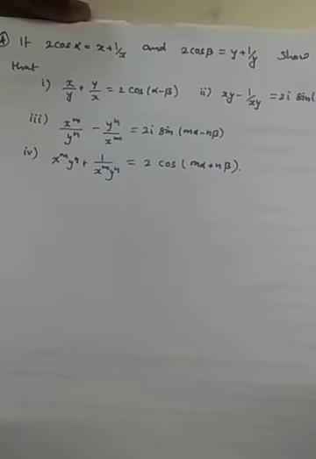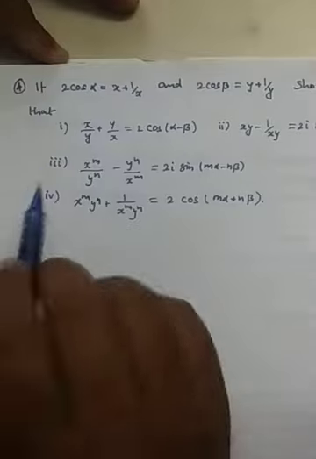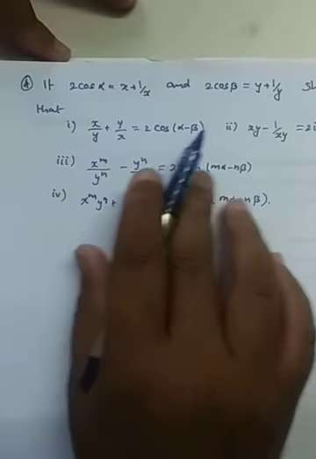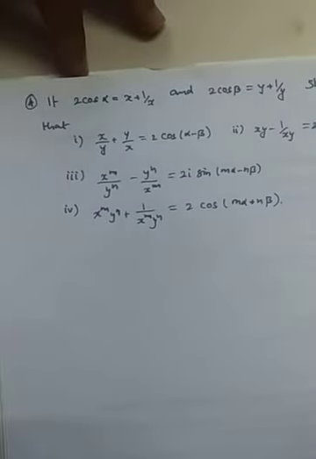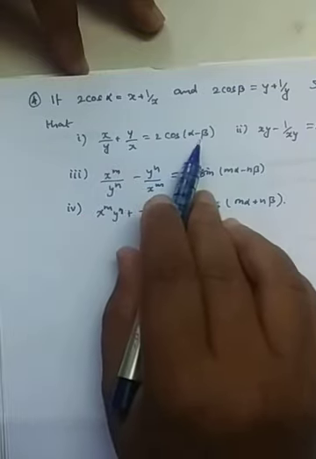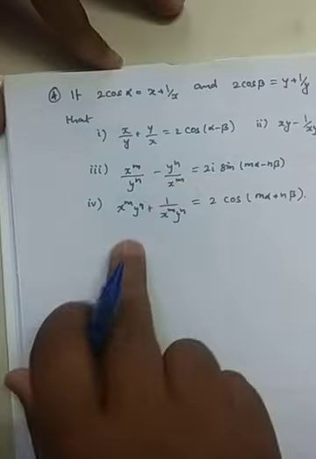Next problem. There are 4 problems. Let's see how much I can do, how much you can do. The question is: if 2 cos alpha equals x plus 1 by x, and 2 cos beta equals y plus 1 by y, show that x by y plus y by x equals 2 cos(alpha minus beta). That is the thing we need to prove. The third and fourth are next.